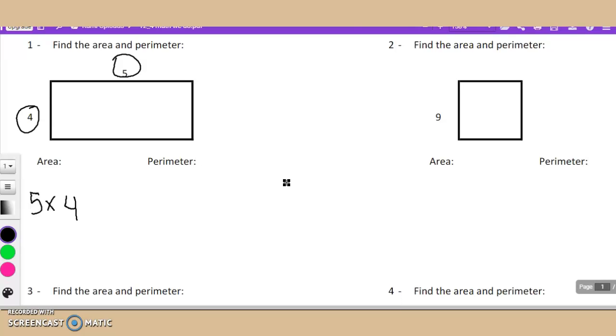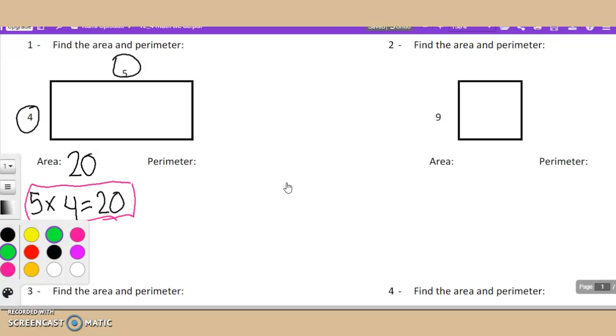So you need to write the equation. You have to write the equation. If you are not writing the equation, this is the equation, and 5 times 4 is 20. So your area is 20. Okay? You have to show the equation. You have to do this. If you don't, I don't move you on. Okay, the next one is perimeter.